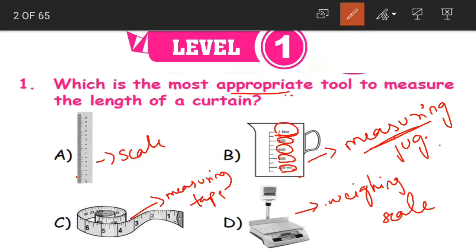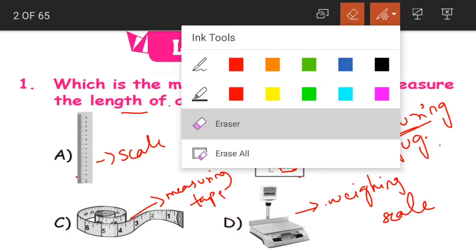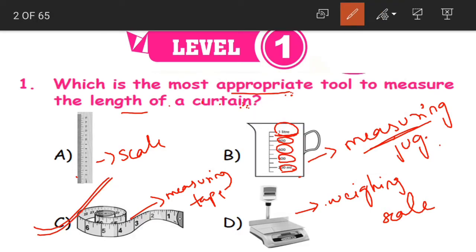Now from the given options, which would be the most appropriate? That means which would be the correct tool to measure the length of the curtain? Now if you remember from the chapter, children, while we were discussing how to measure the length, the two options were we can use either a scale or we can use a measuring tape. Now to measure the length of the curtain, what do we use? We use option C, that is a measuring tape. Scale is used for small things like the length of a notebook, the length of a pen, etc.